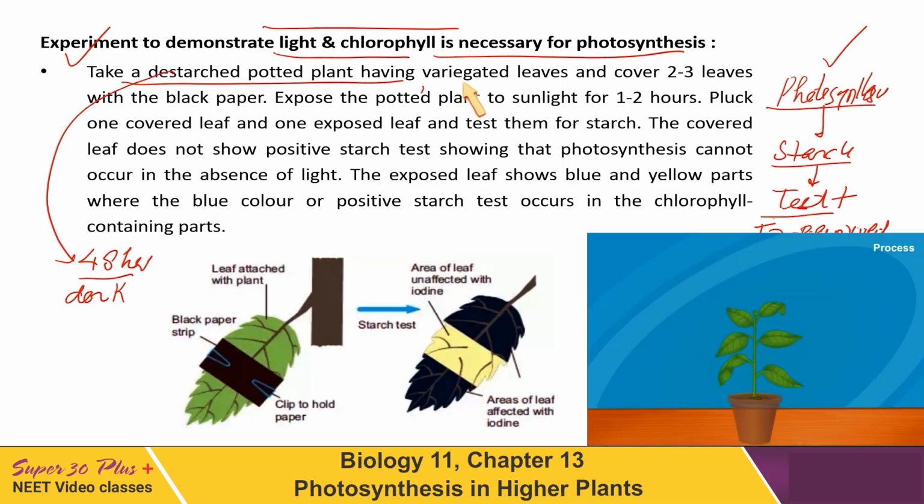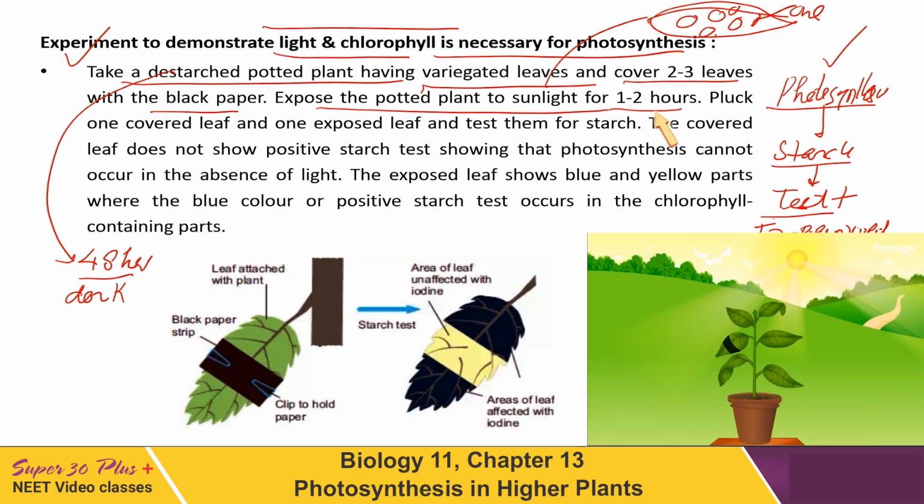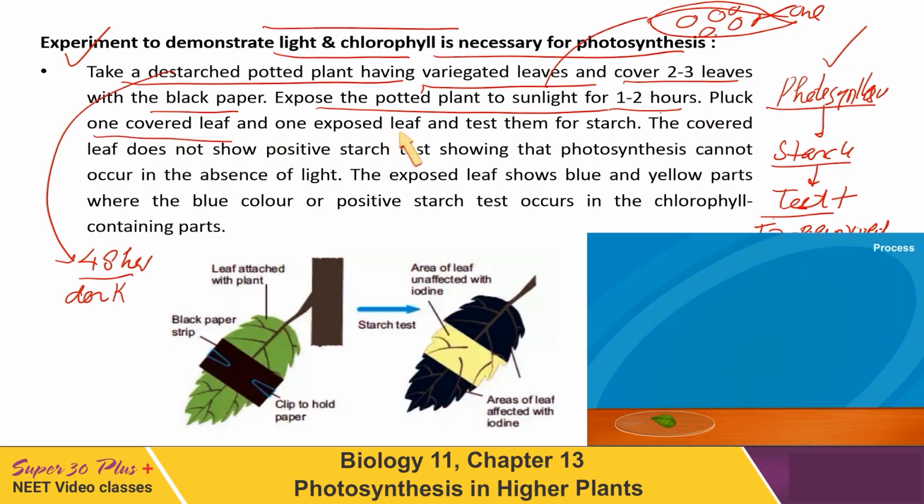Now we take variegated leaves. You know the meaning of variegated leaves? Leaves which have colored spots: the chlorophyll is present in one place, and the yellow place doesn't have chlorophyll. Cover 2 to 3 leaves with black paper. Expose the potted plant to sunlight for 1 to 2 hours. This is also important, we should not put it in sunlight for a longer time. Pluck the leaves, one covered and one exposed, and test them for starch.